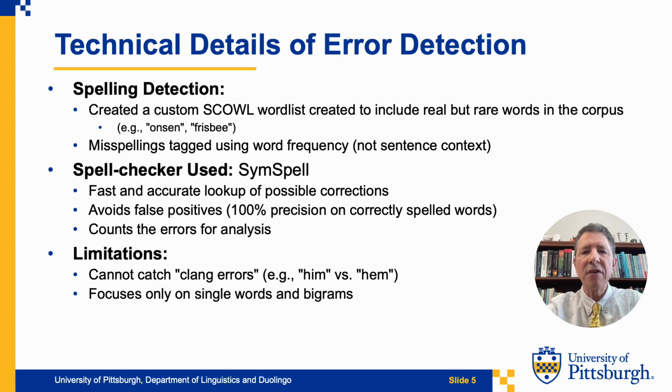Technical details of error detection. First, a SCOWL list was created that included words in the corpus not in the dictionaries. For example, learners might write words like onsen, hot spring, or frisbee, a toy. SimSpell was used as a checker because it's fast, accurate, and avoided false positives 100% of the time. However, SimSpell can't catch malapropisms and focuses only on single words and bigrams.